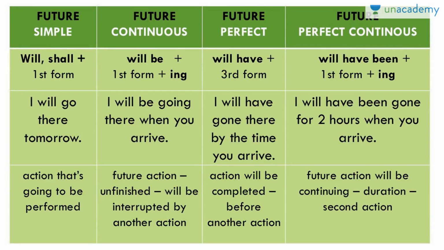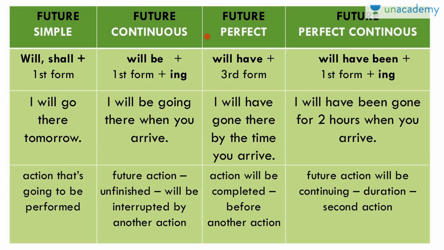Then we use the future simple tense to talk about actions that are going to be performed, that have not yet occurred but will happen in the future. In this case, you'll add a will or shall to the sentence, and then you'll use the first form of verb. For example, I will go there tomorrow.